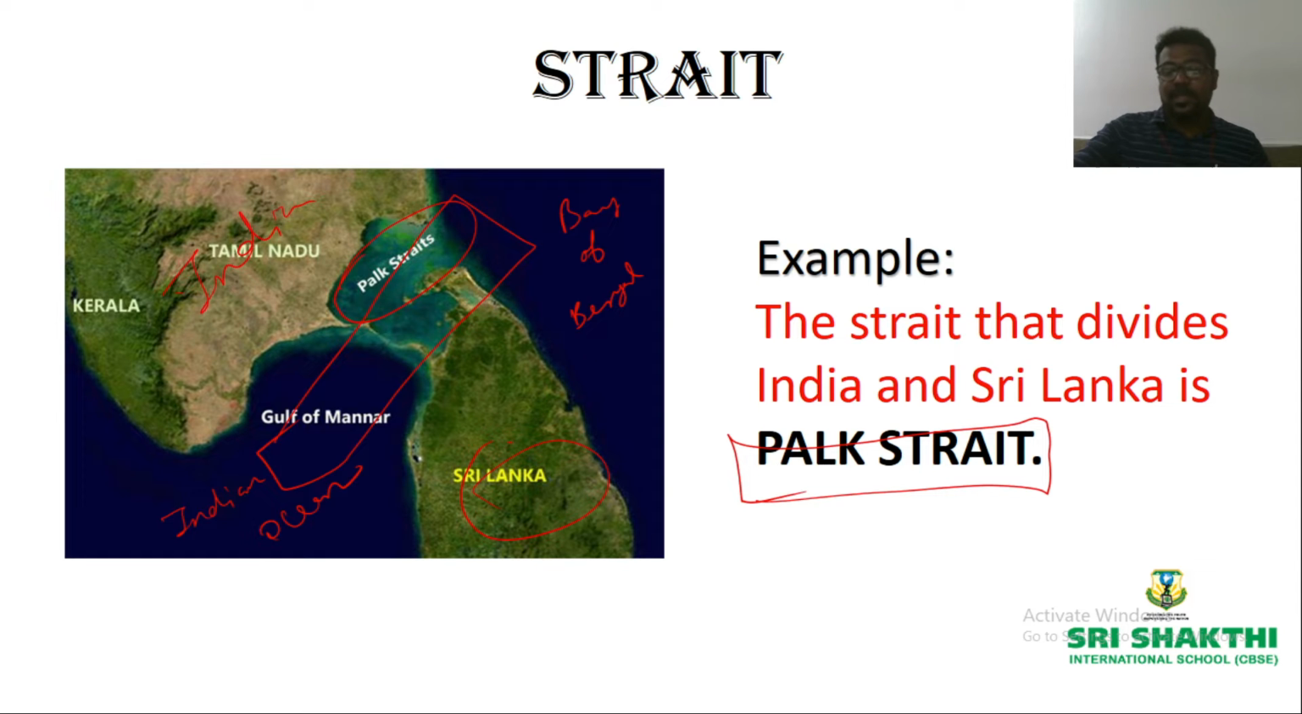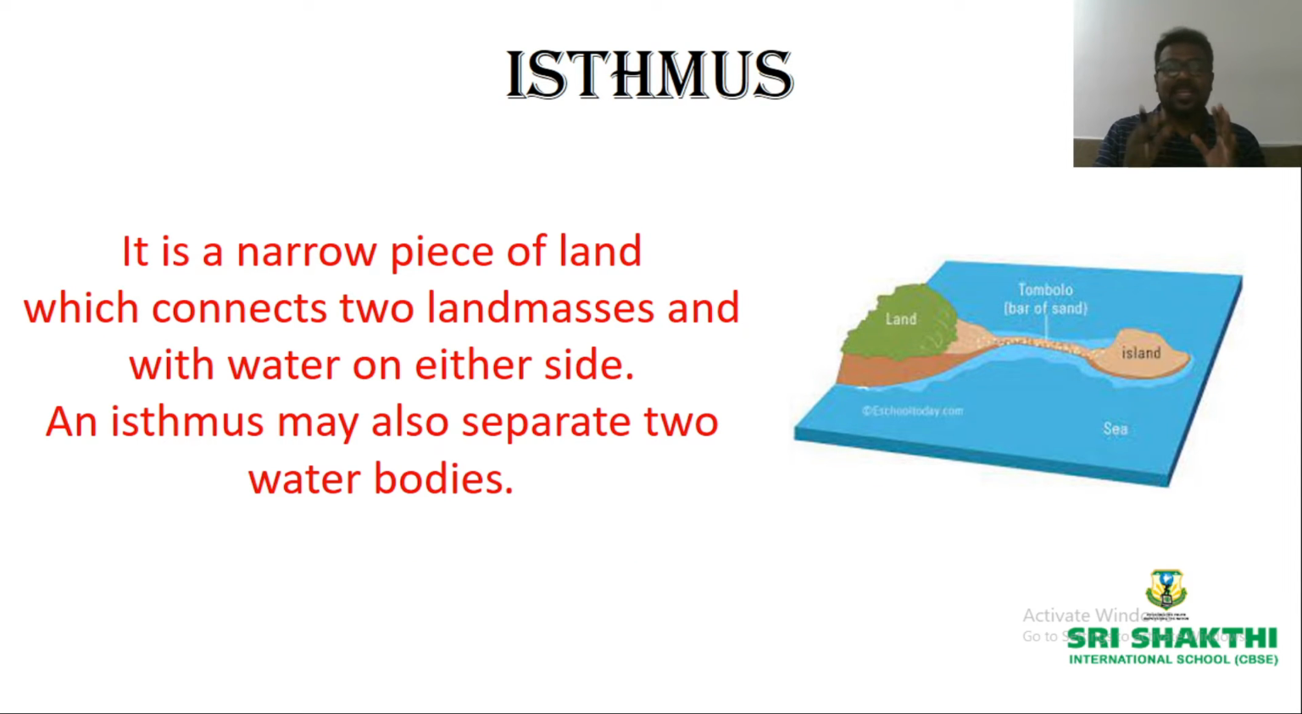Let's get into the isthmus, which is exactly the opposite of the strait. Here you can see a narrow landmass that connects two bigger landmasses, or in other words, a narrow landmass that divides two bigger water bodies, we call that an isthmus. So a strait is a narrow water channel that connects two bigger water bodies. An isthmus is a narrow landmass that connects two bigger landmasses.